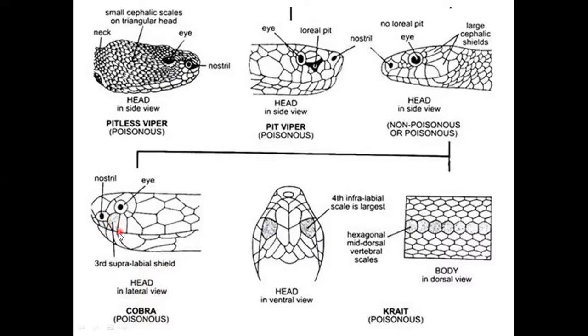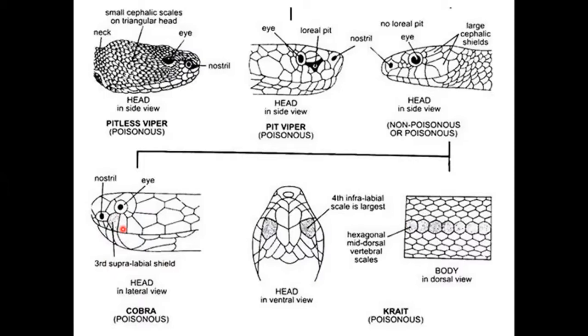You can see this one. This is the third supralabial shield. It may touch the nostril as well as the eye. So definitely it has some characters, and along with that you have to observe the hood and spectacle mark. On that basis, we can conclude which snake it may be.